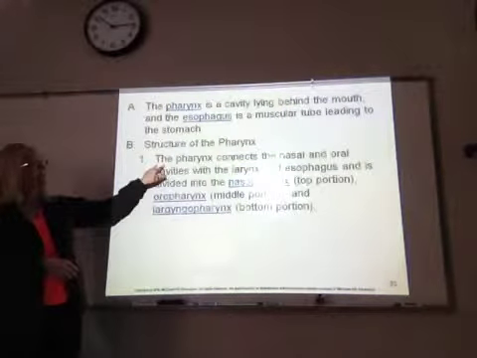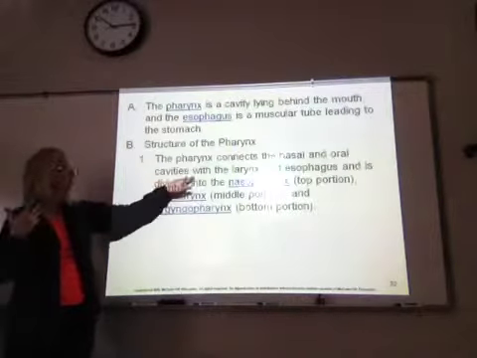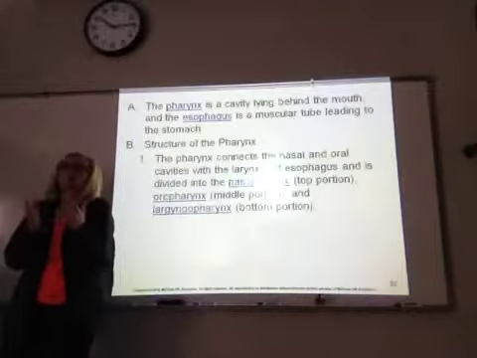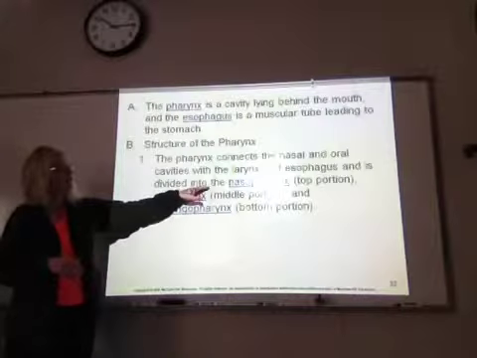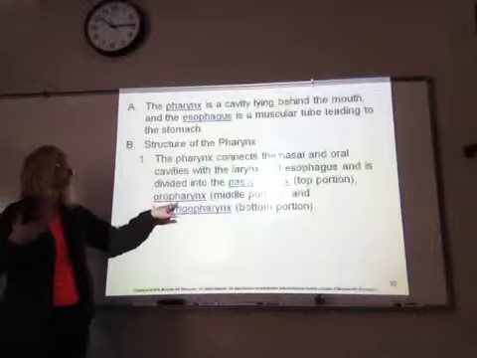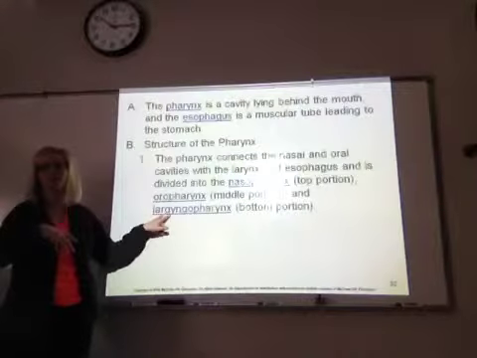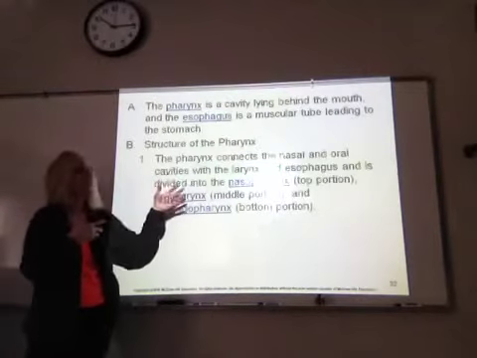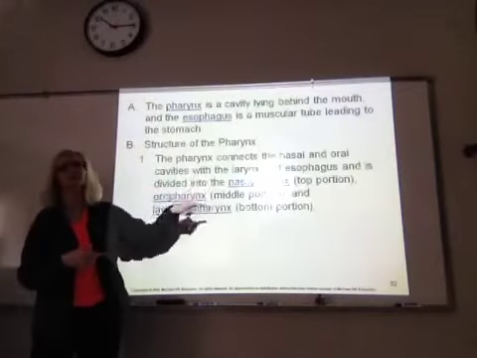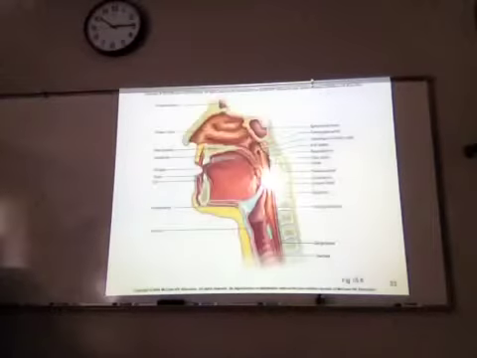The pharynx itself connects the nasal and the oral cavities along with your larynx and esophagus. So basically it's where it all comes together. The nasopharynx would be the top portion closest to your nose. Oropharynx is the middle closest to your mouth. And laryngopharynx would be the bottom part closest to your larynx. So the name of the area deals with where it's at. Oro means oral, it's closest to the mouth.